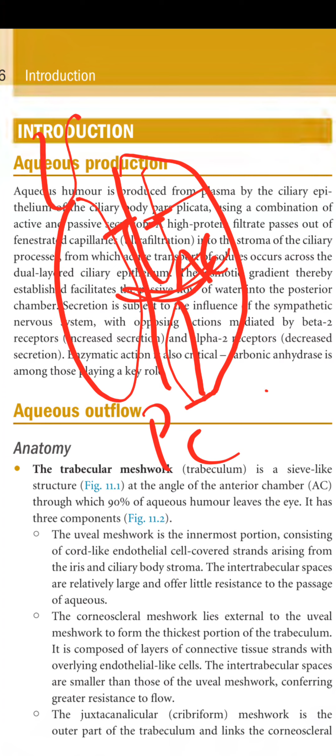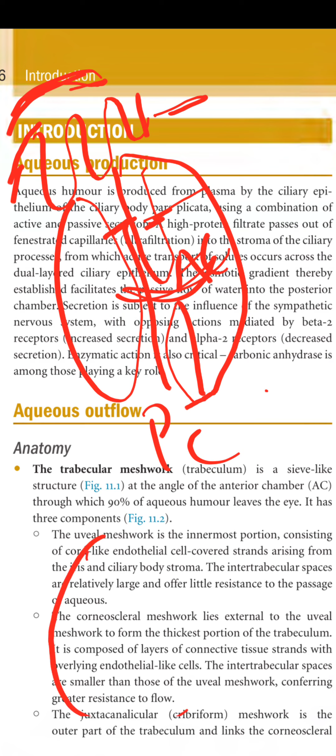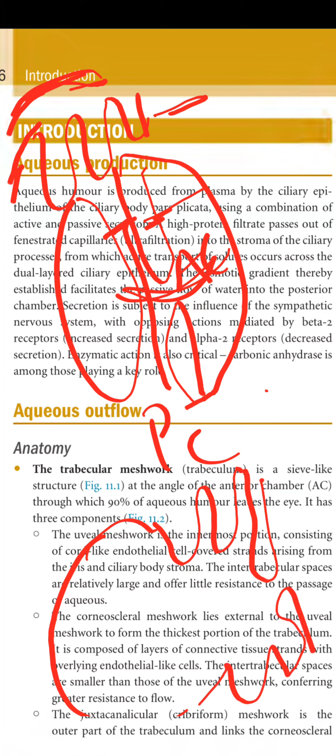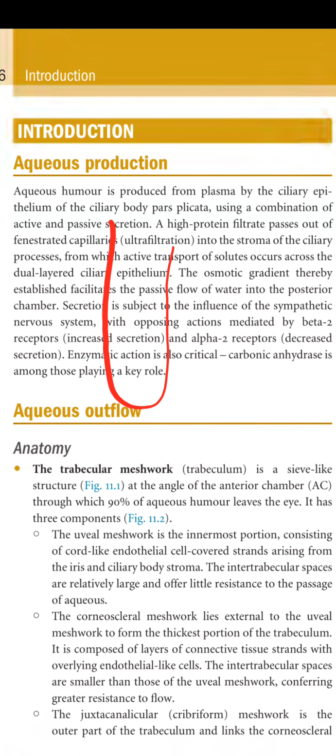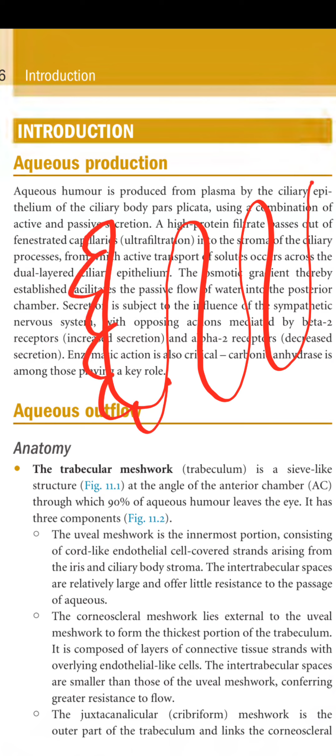So aqueous humor is basically produced by the ciliary body of the uvea. So basically, the uvea consists of the choroid, the ciliary body, and the iris. And the ciliary body itself is divided into pars plana and pars plicata. It is basically the pars plicata, anterior side, which produces the aqueous humor. So basically the pars plicata has an epithelium. It is a double layered epithelium.